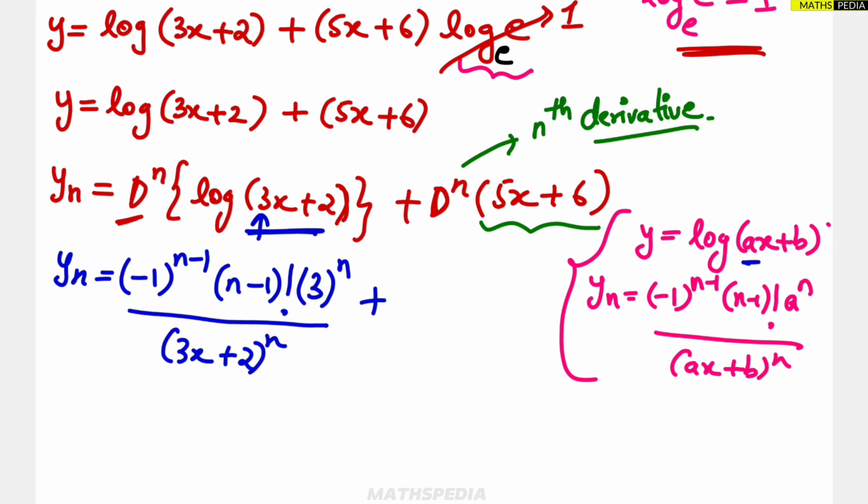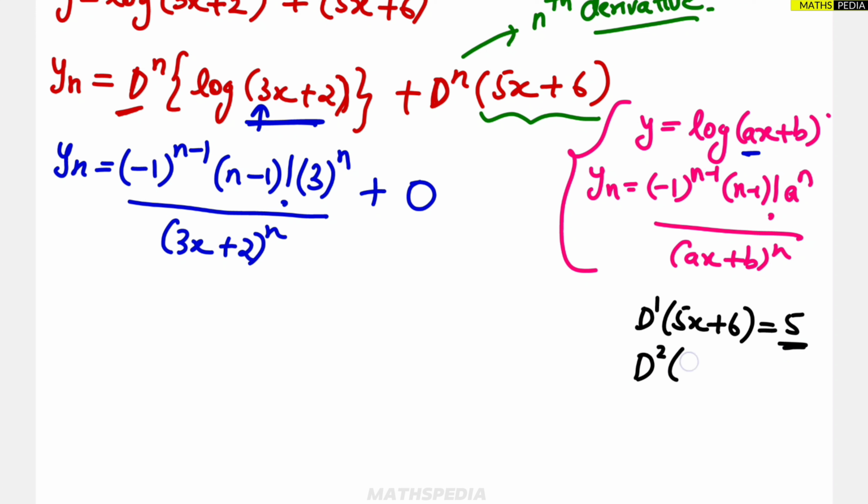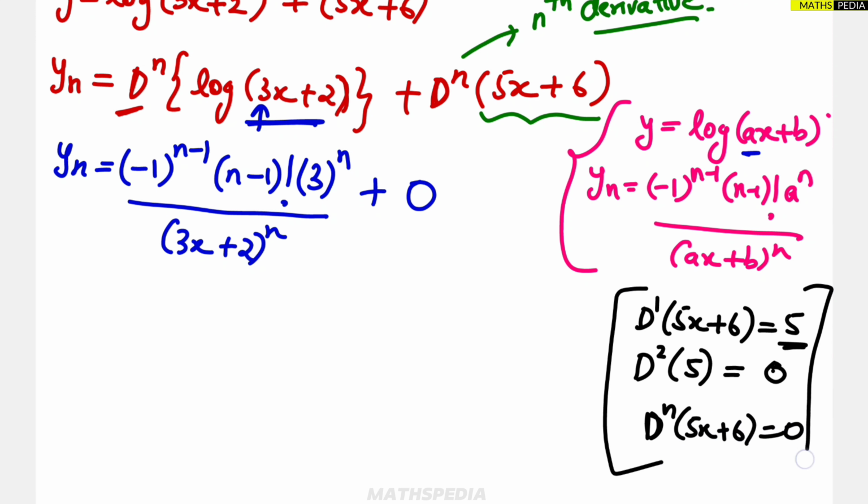Now what about this part? This part directly you can write here. For understanding purpose, on the right side you can write that if you are doing the first derivative of 5x plus 6, you will be getting 5. If you do the second derivative, you have to differentiate this function, so it will be 0, correct? The derivative of a constant is 0, so d power n anyway will be 0 itself. So d power n of (5x plus 6) is nothing but 0. Okay, so this particular thing you can write on the right side.